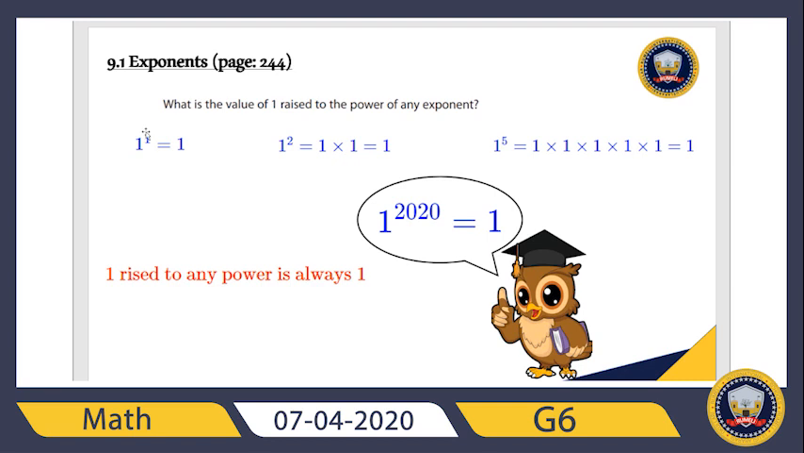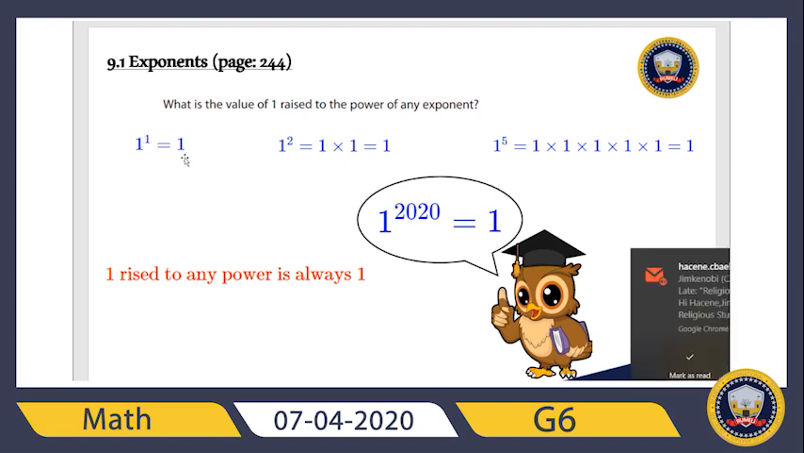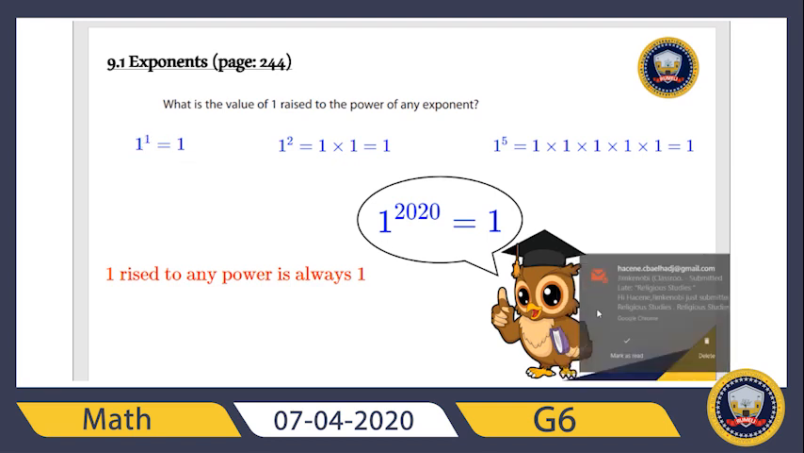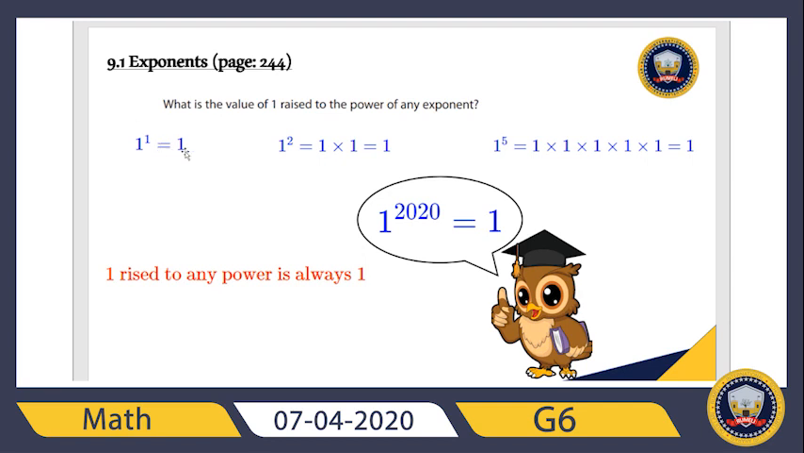So 1 to the power of 1, it is 1 multiplied 1 time. So 1 to the power of 1 is 1. We also said any number to the power of 1 is always that number, that is 1. Okay. Now 1 to the power of 2, my base is 1 and my exponent is 2. So my base is multiplied 2 times, which is 1 times 1, which is equal to 1.